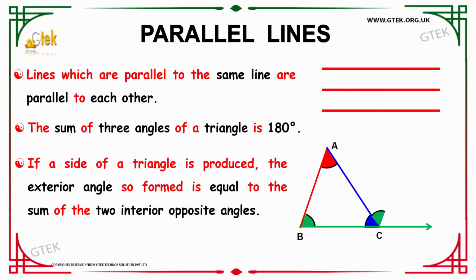And the lines which are parallel to the same line are parallel to each other. So you can find the lines which are parallel to the same line and are also parallel to each other. And we know that the sum of three angles of a triangle is 180 degrees. And if a side of a triangle is produced, the exterior angle so formed is equal to the sum of the two interior opposite angles.